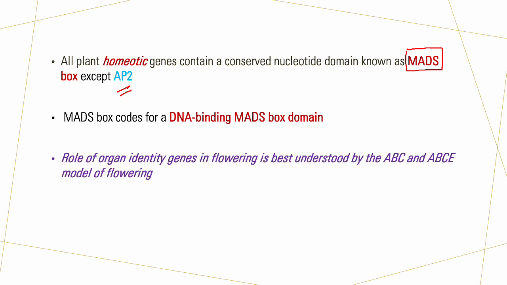Moving ahead, the role of organ identity genes in flowering is best understood by two kinds of models. One is known as the ABC model and the other is known as the ABCDE model. Somewhere you'll find it as the ABCE model also, but that's not a problem. We'll discuss mainly the ABCDE model today, and ABC. So let's talk about the ABC model of flowering.